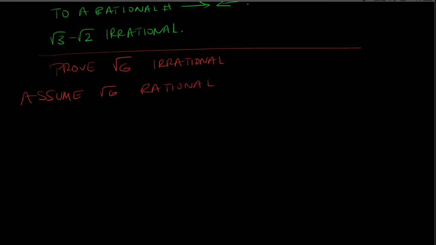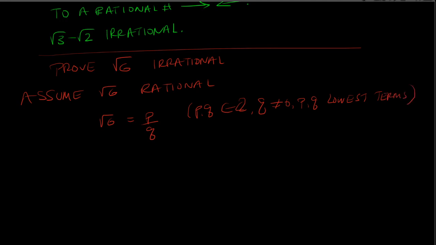And because we're going to assume it's rational, we can represent it as a fraction of two integers where the denominator is not 0 and P and Q are in lowest terms. In other words, we cannot simplify this fraction. So if I square both sides, I get 6 equals p squared over q squared. And I multiply the q squared over, I get 6q squared is equal to p squared.